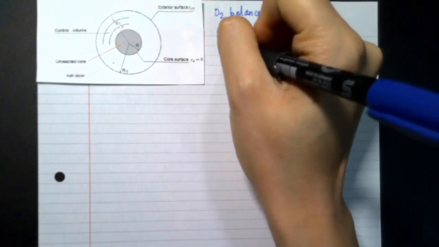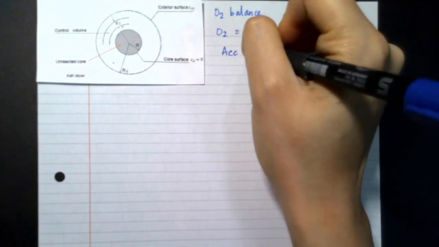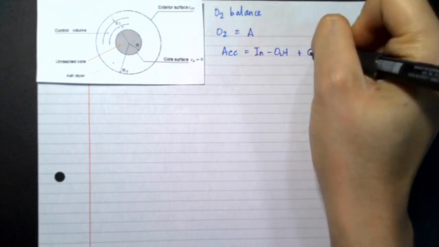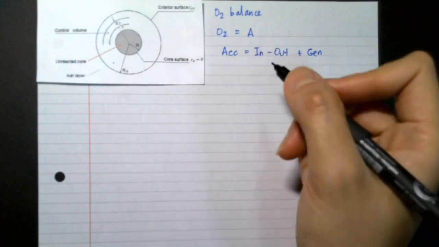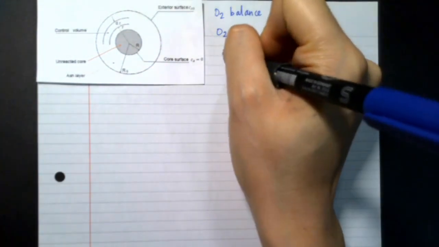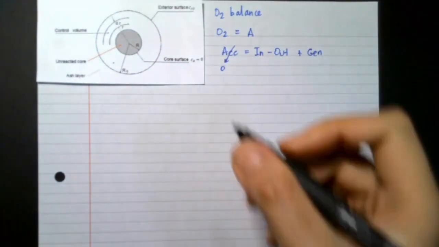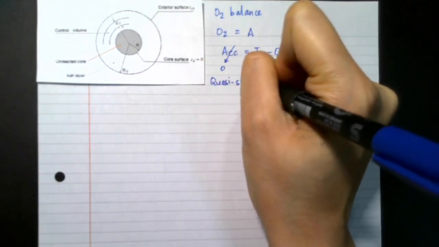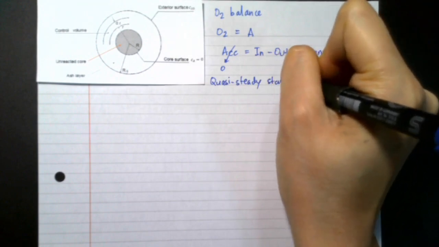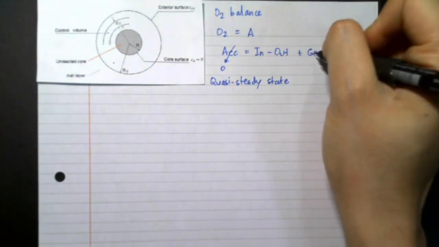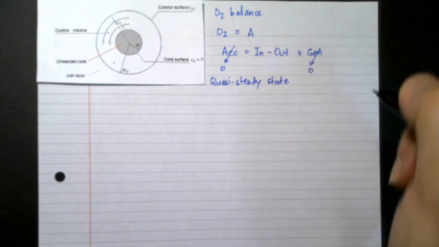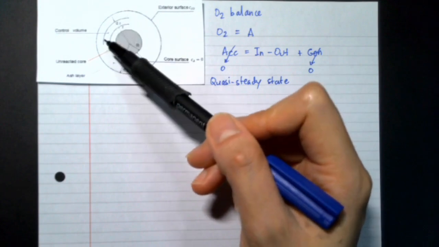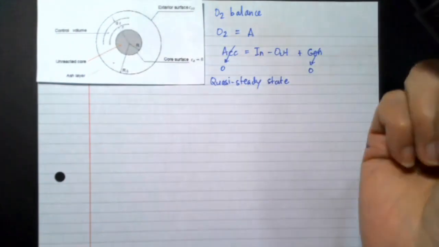Our general material balance is accumulation equal to in minus out plus generation. For oxygen, we can ignore accumulation because of the quasi-steady state assumption. We can also drop the generation term because our control volume is in the ash layer and there is no reaction in the ash layer.